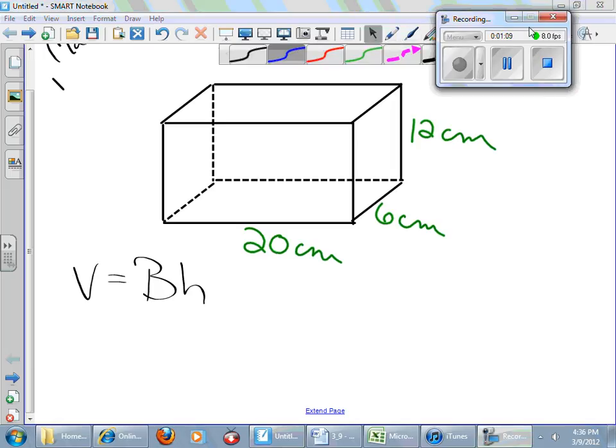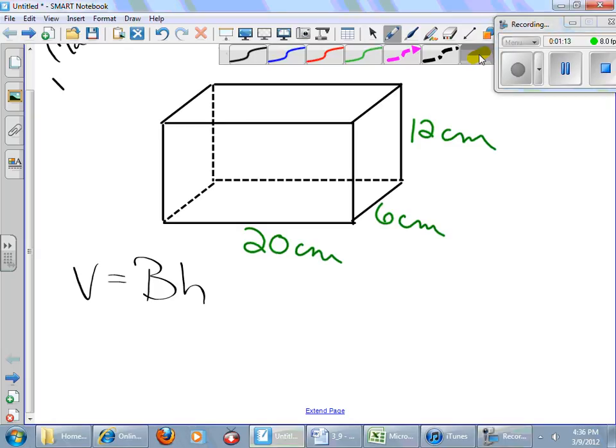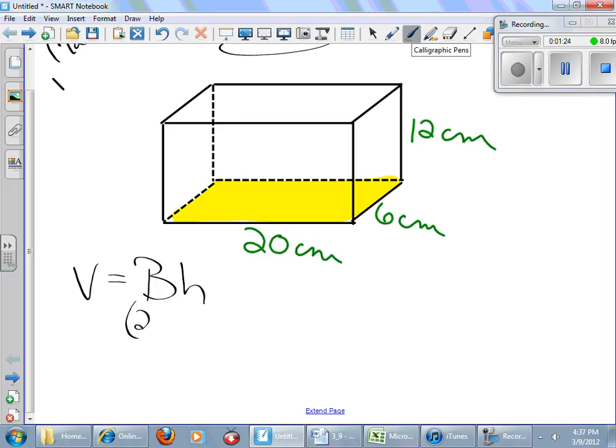I'm going to shade my base. If I can find my highlighter. There it is. So my base is a rectangle, that's 20 by 6. So the area of that base is going to be 20 times 6. Then I'm going to multiply by how tall the prism is, and that's 12. This is going to turn into 120 times 12, and 12 times 12 is 144, and then I'm going to add a 0 on the end.